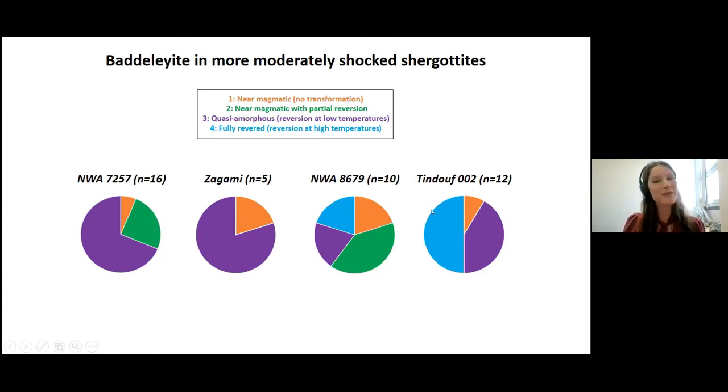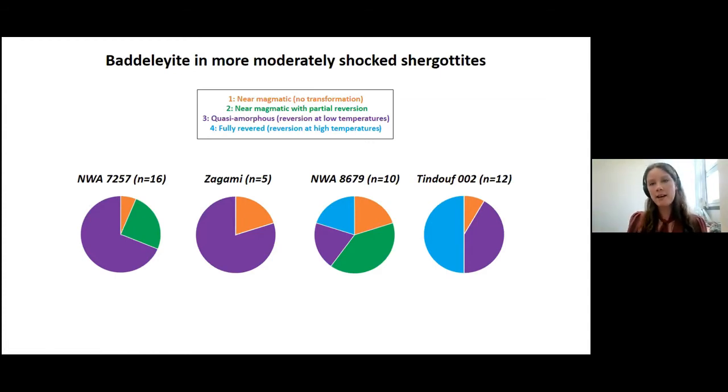And Tissint, as expected, being a higher PT shergottite, shows a lot of transformation to these orthorhombic polymorphs, and particularly where associated with high degrees of shock melting, we're seeing significant nucleation of reverted monoclinic zirconia.